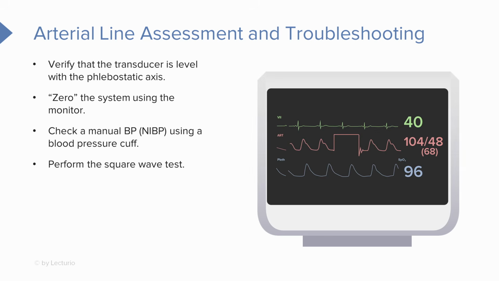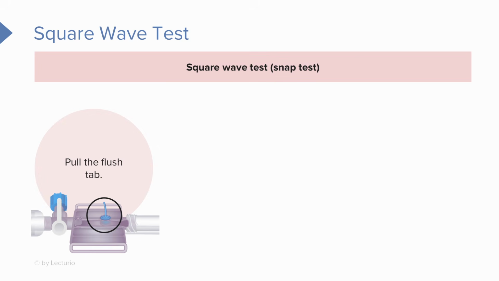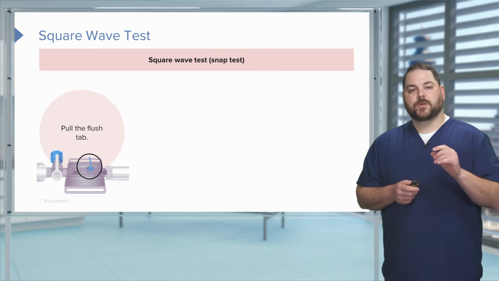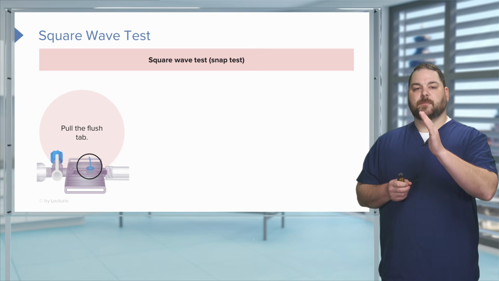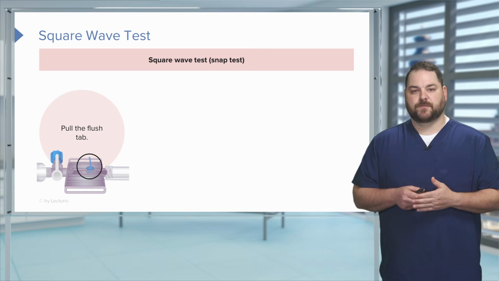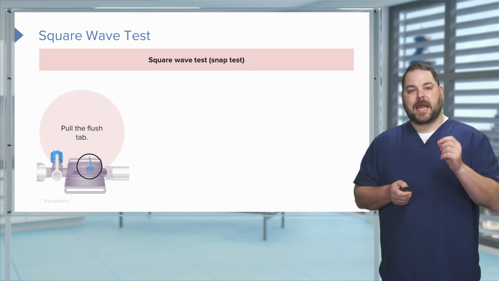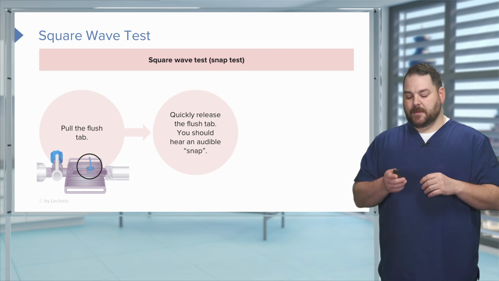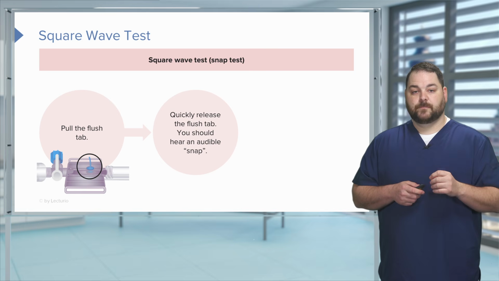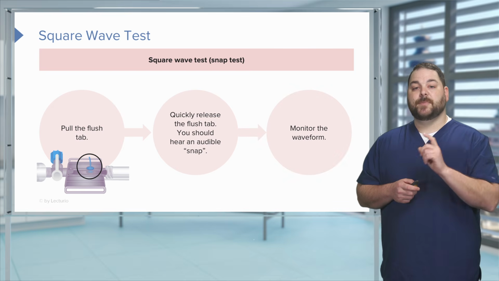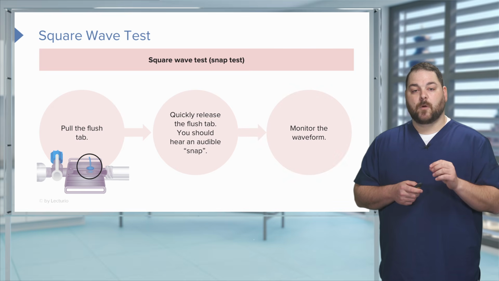Our last assessment on our arterial line waveform is our square wave test, also called our snap test. In order to do this, we have to pull the flush tab fully until the waveform becomes flat and up to 300 millimeters of mercury. Once that happens, we release the flush tab and cause an audible snap to occur. After that happens, we look up at our arterial line waveform and we assess for oscillations.